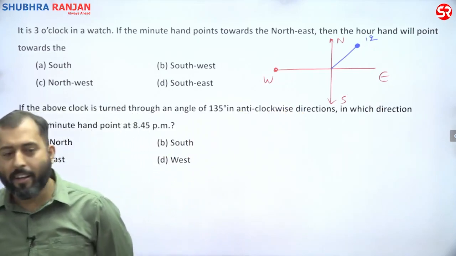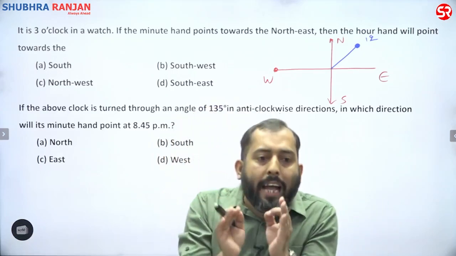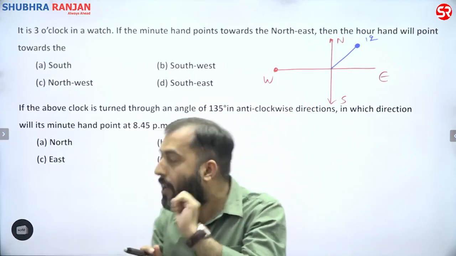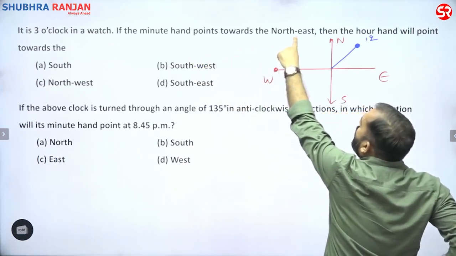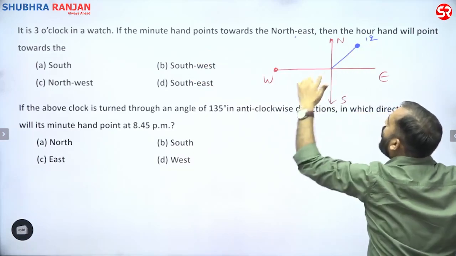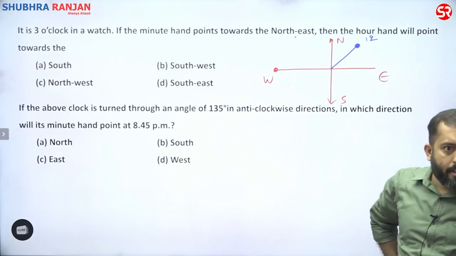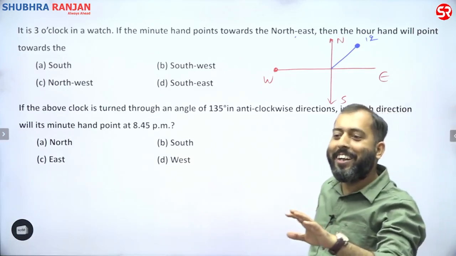right? Because at 3 the minute hand will point towards 12. Agreed? So as per this, minute hand is pointing towards northeast. It means in the northeast, over here we have 12. Clear? Getting it ki nahi?